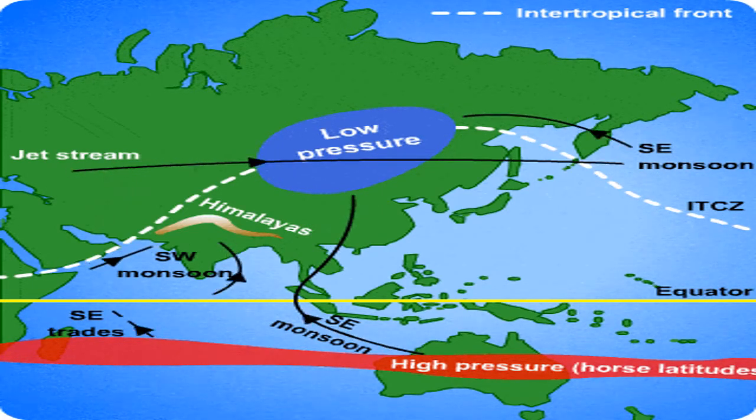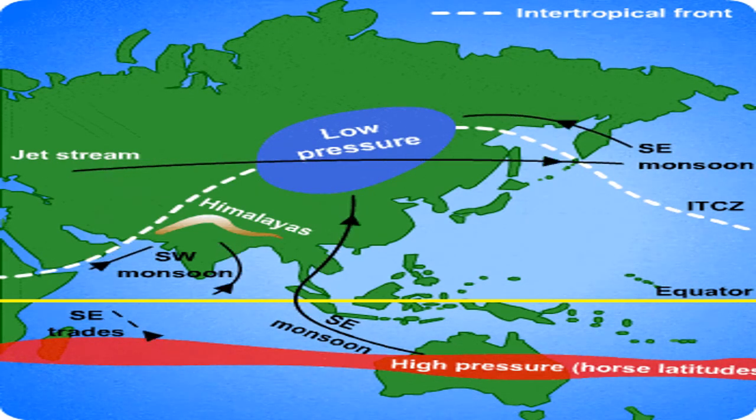Pakistan receives most of its rainfall due to monsoon winds. Monsoon is a seasonal wind which originates from a water body and moves towards land. This wind is caused due to pressure difference between sea and land. This pressure difference is directly linked with the temperature difference over land and over sea.